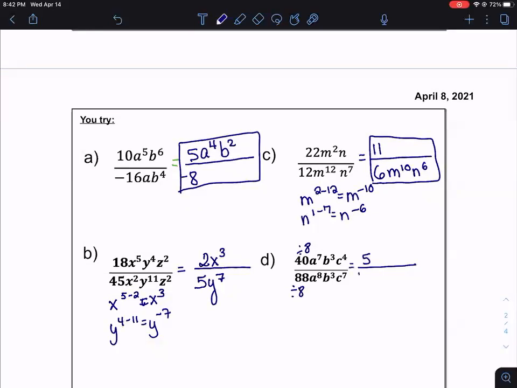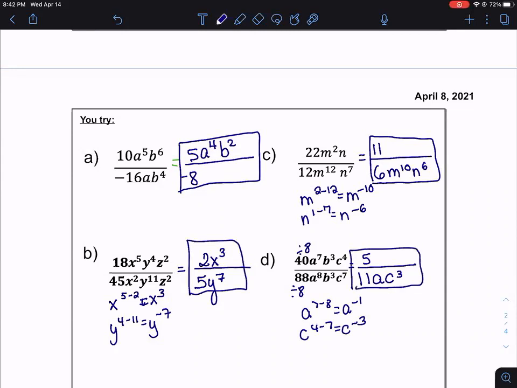So 5 and 11, 8 to the 1 on the bottom, the b to the 3's cancel, c to the 3 on the bottom. And again, if you need to see it, this is a -1, hence the bottom, b cubes cancel, and then -3 in the bottom. Okay, so any questions on the monomials before we go to our next piece?